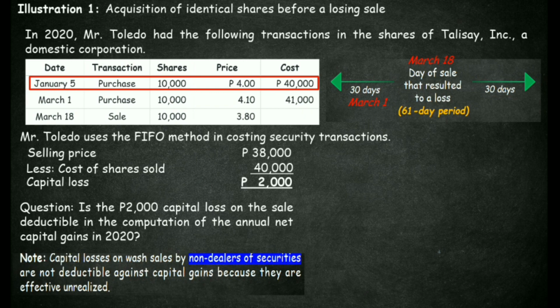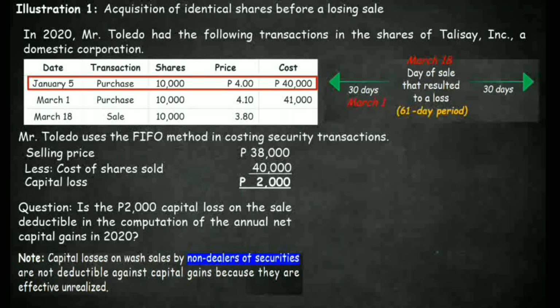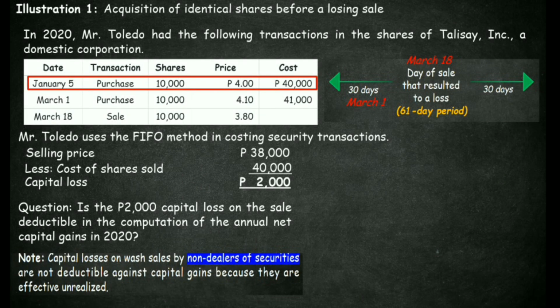So, ibig sabihin, etong 2,000 pesos na capital loss, hindi siya pwedeng i-deduct when we're going to compute the annual net capital gains. So, now, ano bang gagawin natin sa 2,000 pesos na capital loss? So, i-defer natin siya tapos idadagdag natin siya sa tax basis ng replacement shares. So, ano naman yung replacement shares? Ito yung shares na binili within the 61-day period. And in this case, ito yung shares na binili on March 1, 2020.